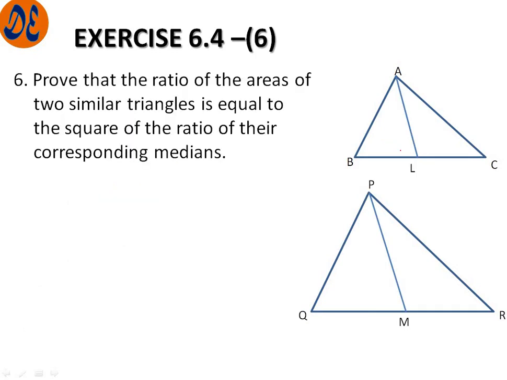This is question number 6 of exercise 6.4. What we have to prove? Prove that the ratio of the area of two similar triangles. Now here again the ratio of the areas is to be found. Is equal to the square of the ratio of their corresponding medians.